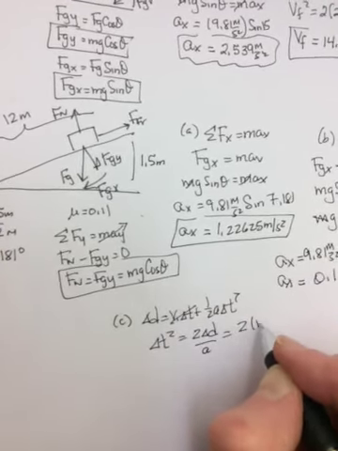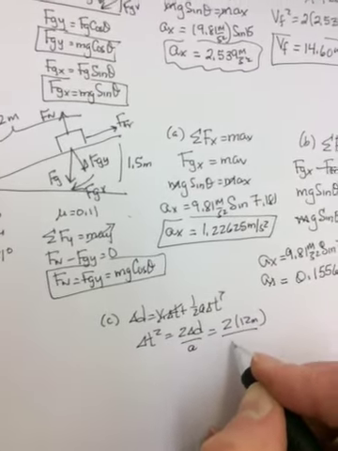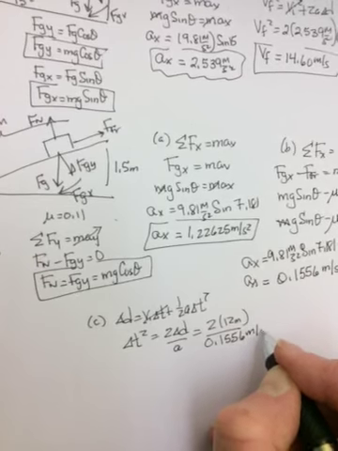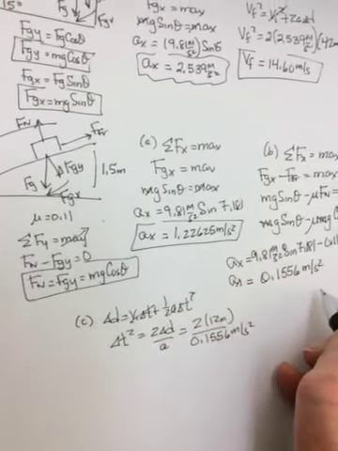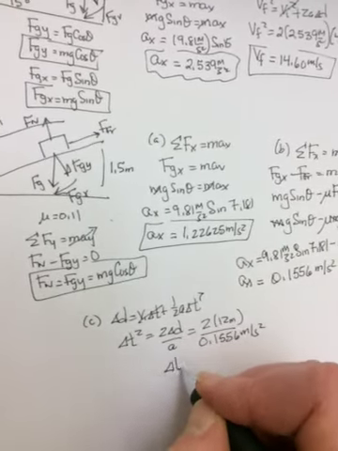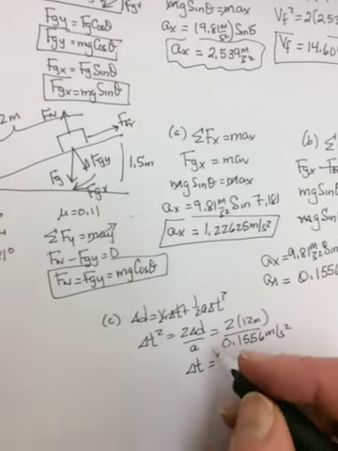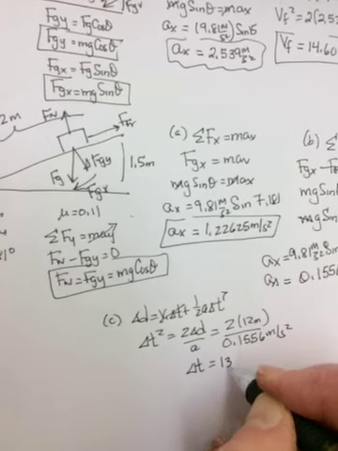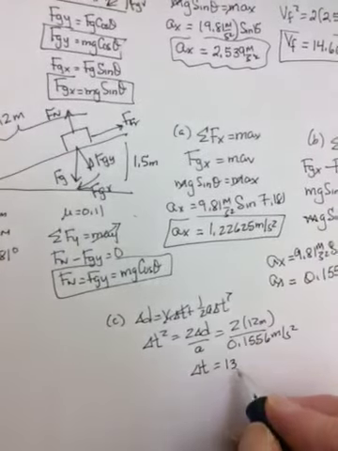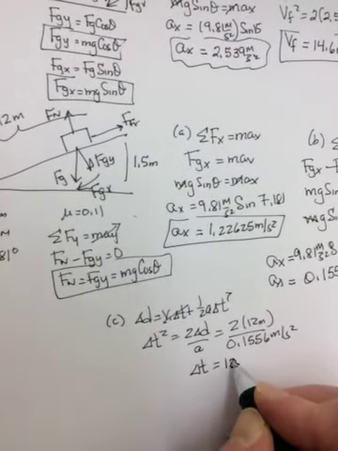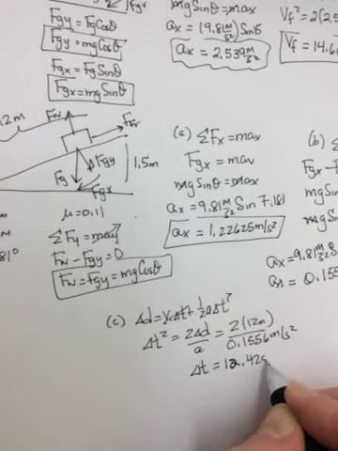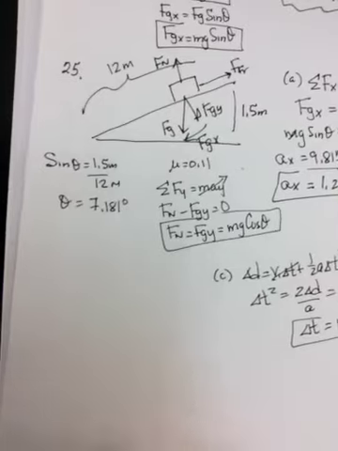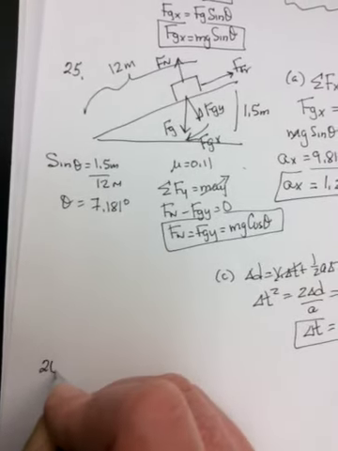So 2 times 12 meters divided by 0.1556 meters per second squared. Remember, this will be t squared. You will then have to take the square root, and when you do, you get 12.42. 12.42 seconds to go down the ramp. To go down 12 meters, you're not really zooming on this bike.